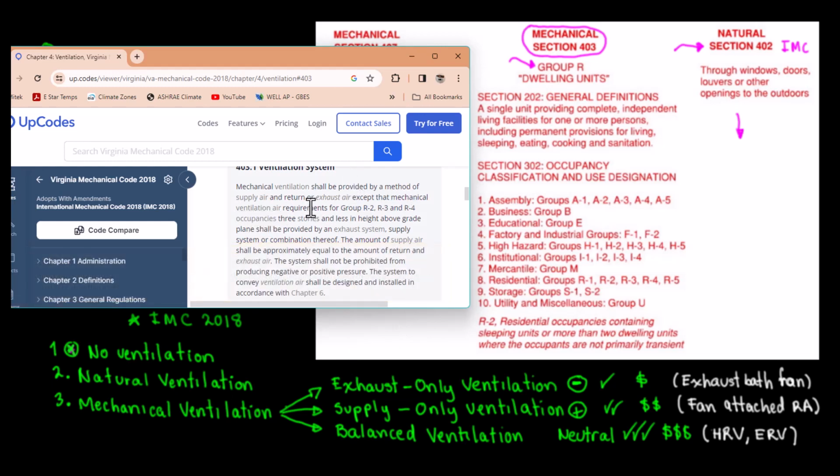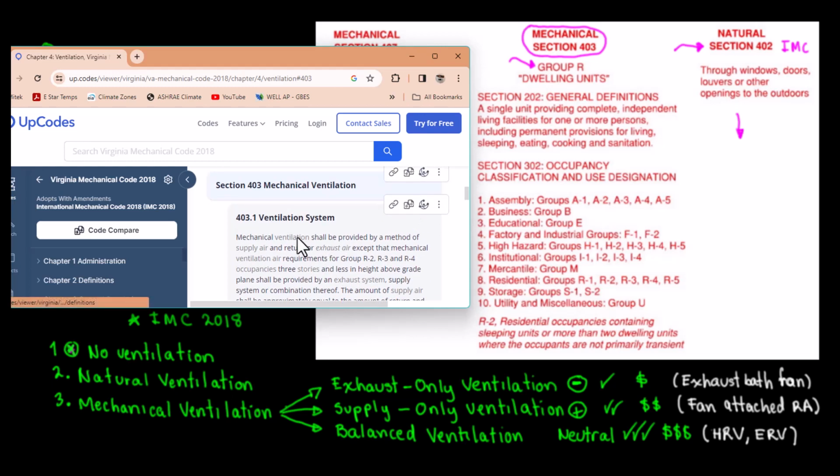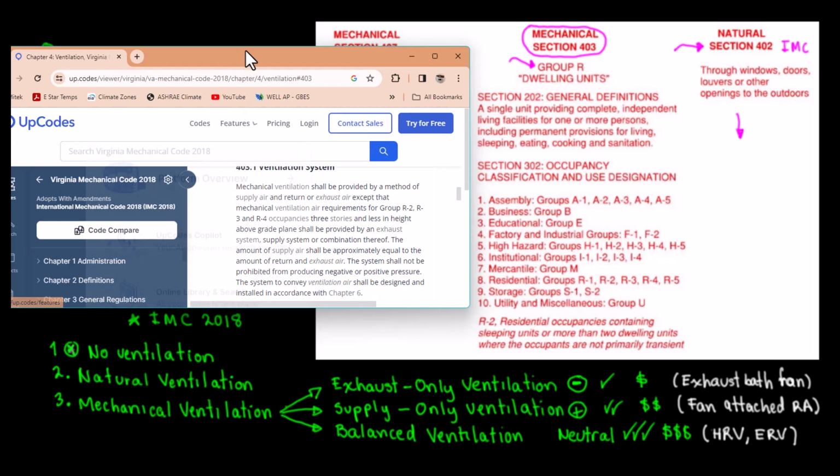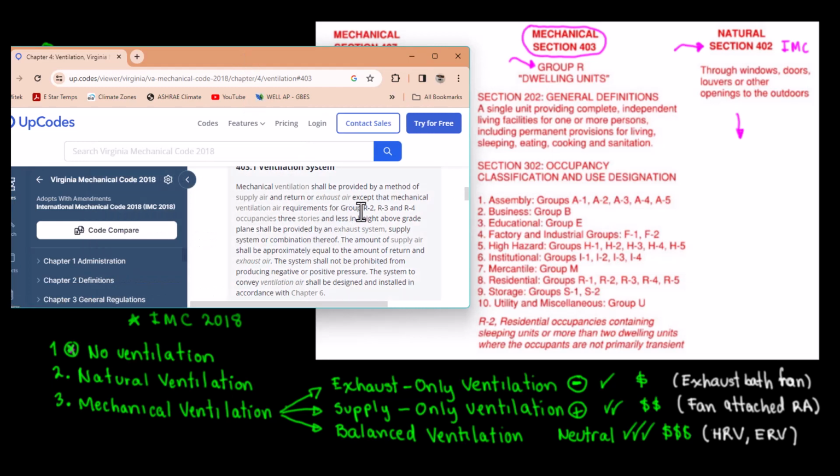Except that mechanical ventilation air requirements for group R2, R3, R4 occupancies three stories and less in height above grade plane shall be provided with an exhaust system, supply, or a combination. So this goes more into definition. That's the mechanical ventilation requirement. So now we're talking about group R.